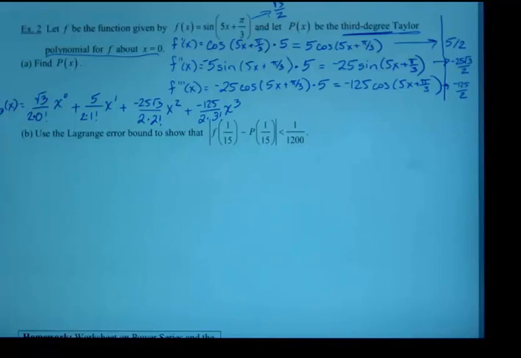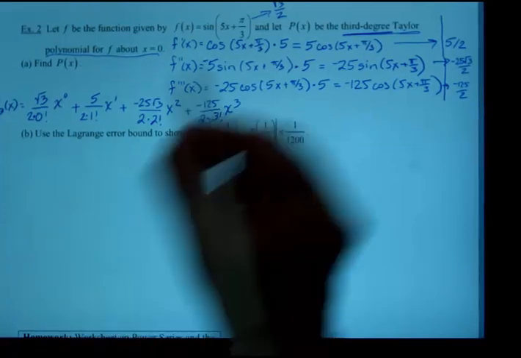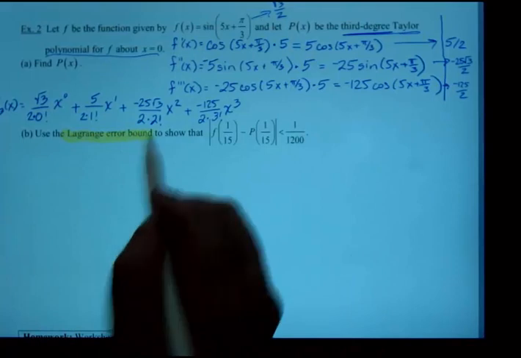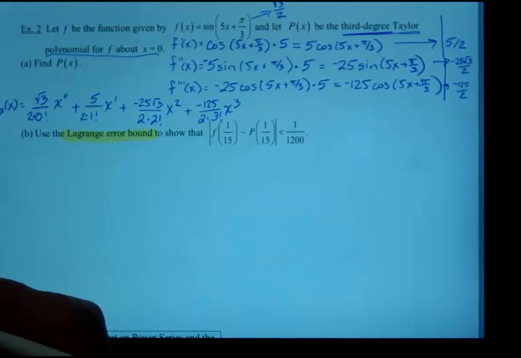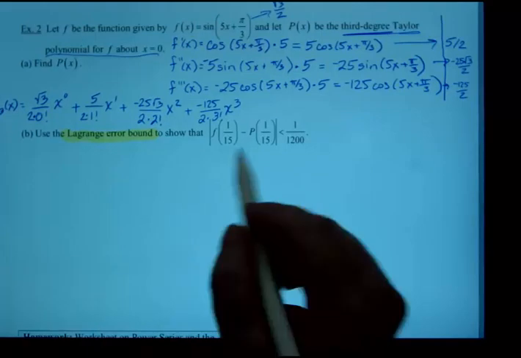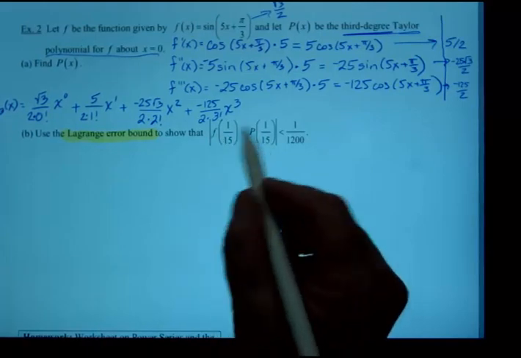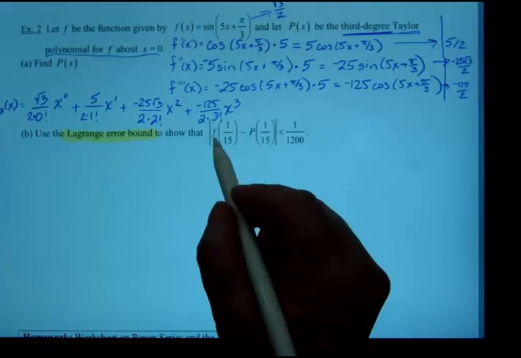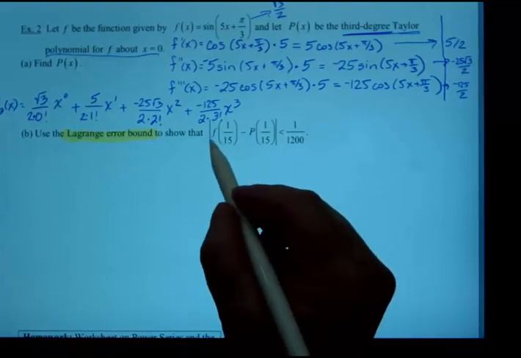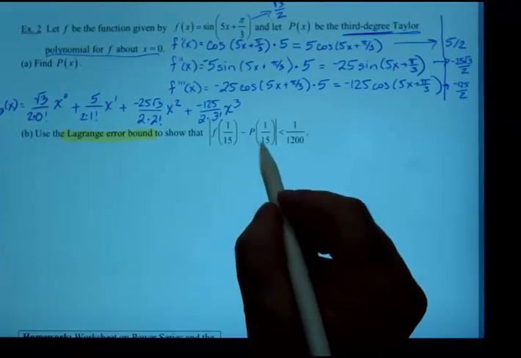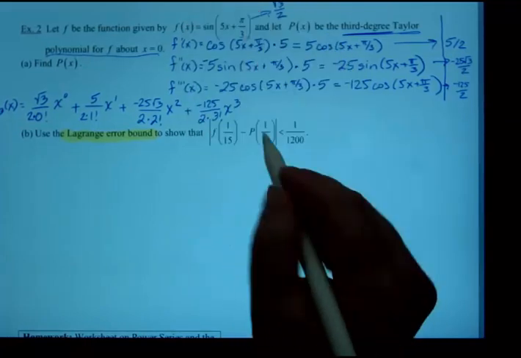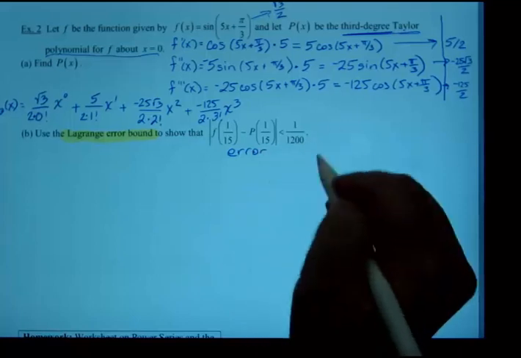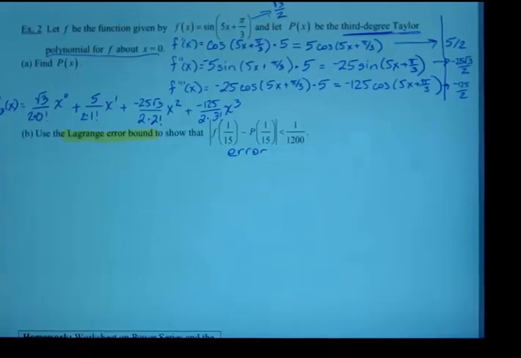Now, that's A. Now B. B says use, oh my goodness, they tell us what to do, Lagrange error. So they told us Lagrange error. Now, also, here comes that thing I told you to be on the lookout for. The function, the actual answer minus the estimate, is going to equal the what? That's the error. The error is less than 1 over 1200. So we're going to prove that it is.